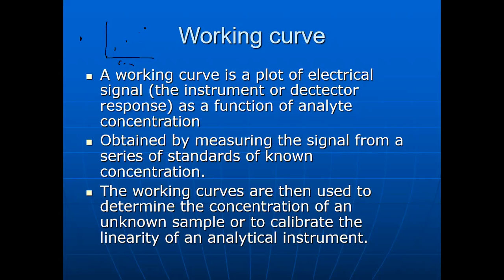The working curve is then used to determine the concentration of an unknown sample and to calibrate the linearity of the analytical system. After getting the 5 samples, what will I do? We will connect all these known concentrations in a straight line. Now we put our unknown sample in the instrument and get some reading, 13 point something. Say this is 0, 10, 20, and 30; take up to 30 for your understanding. I get somewhere around 15 here.